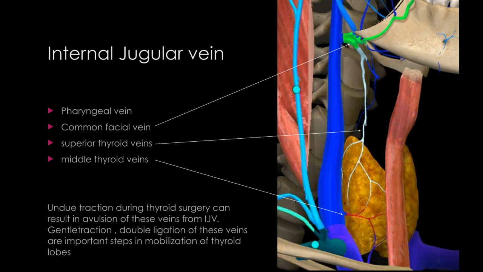So always while dissecting in this plane, you have to use gentle traction and fine dissection to find the vein. Once the vein is identified, it has to be doubly ligated. This is very important in dissection of the thyroid in this region.